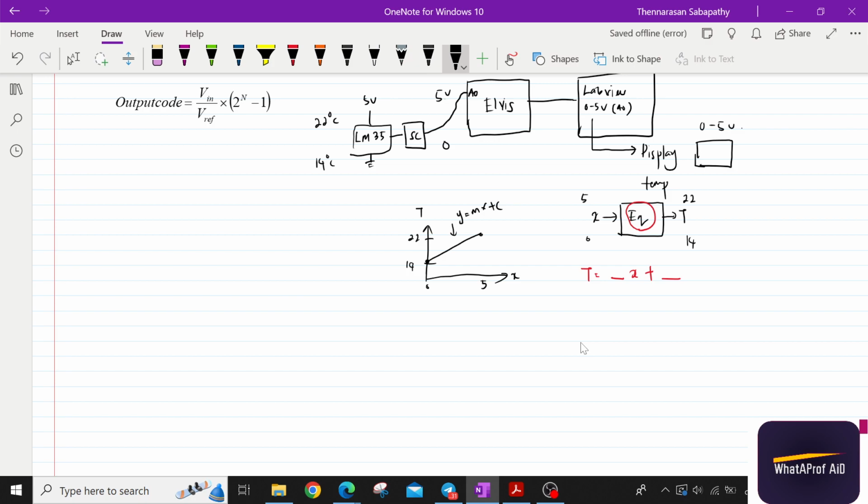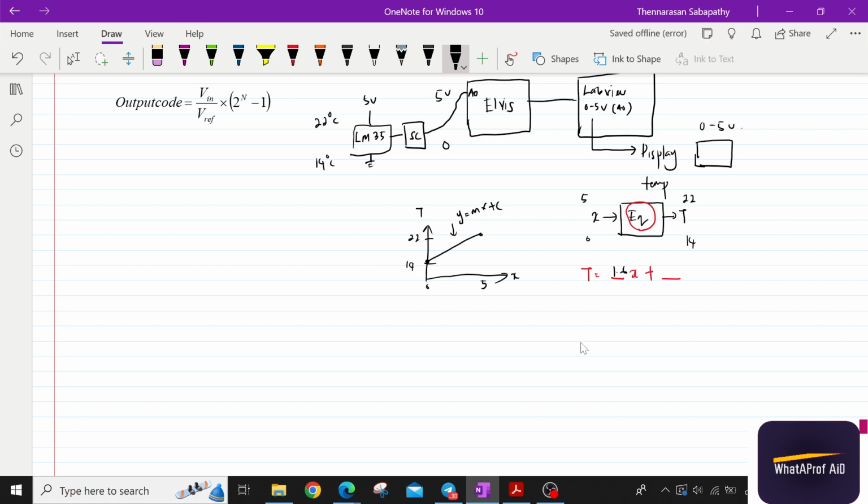What is the equation? 1.6x, 1.6x plus 14. Okay, so this is very basic, where you have to find the gradient, m. So this one divided by this one, right? The difference over here is 8, right? 22. The m equals 22 minus 14 over 5. So here you'll have 8 over 5, which is 1.6.